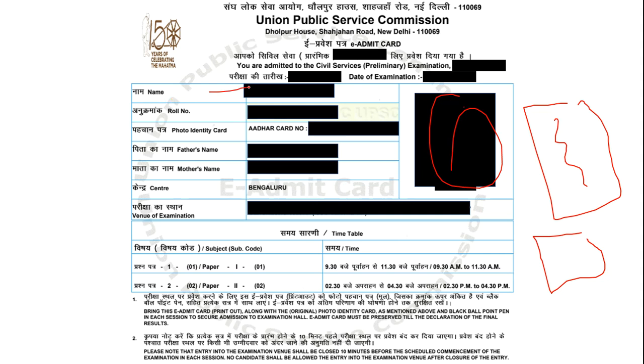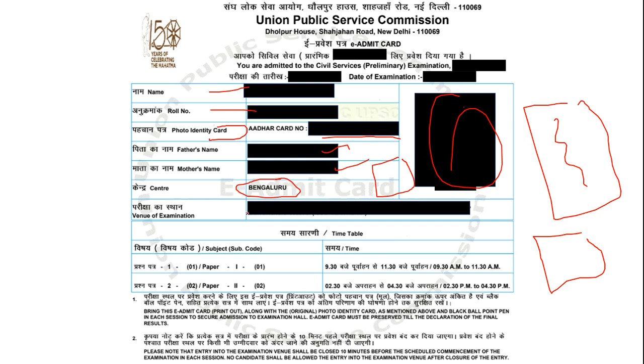So here your name will be there, here your roll number will be there, and the ID card, whether it's Aadhaar card, driving license, whatever you give, that number will be here. And your father's and mother's name which you gave in your OTR form this time will come here, and here the city or the center will be there. It can be Hyderabad or whichever city you are given.